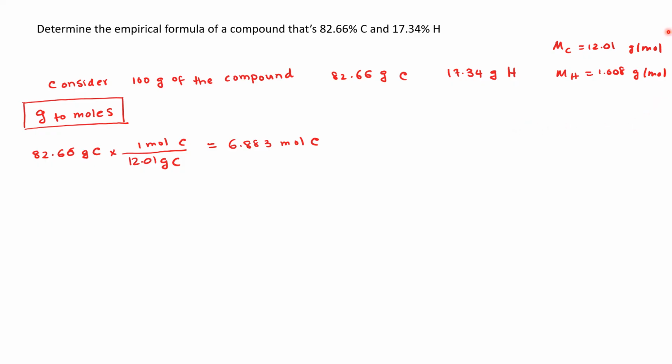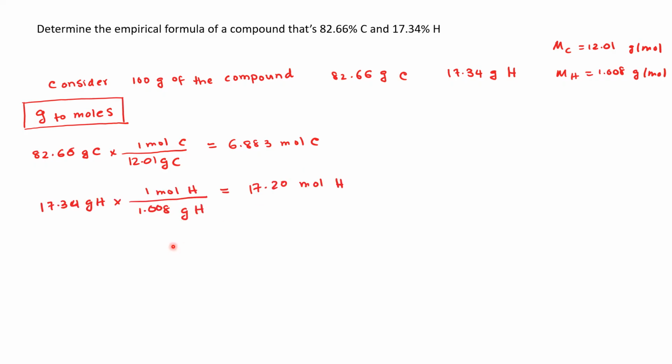For that, you are going to use the molar masses of carbon and hydrogen. So we are going to start with the carbon. It has a mass of 82.66 grams, and then we use this information in a fraction so that we can cancel out gram to gram, and we end up with the number of moles. So this 82.66 grams has 6.883 moles of carbon.